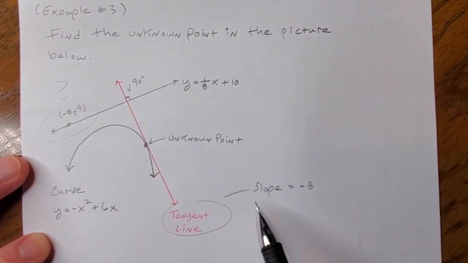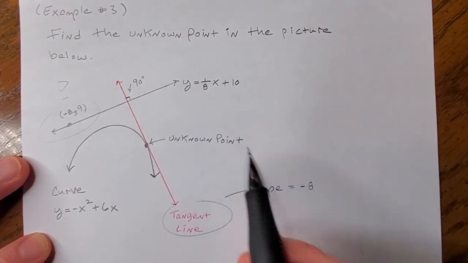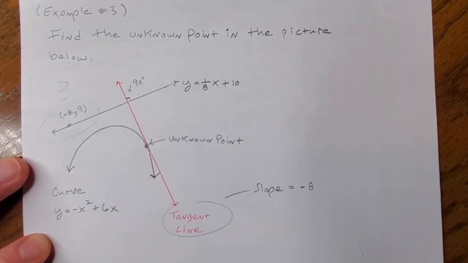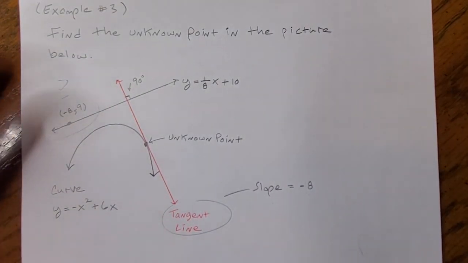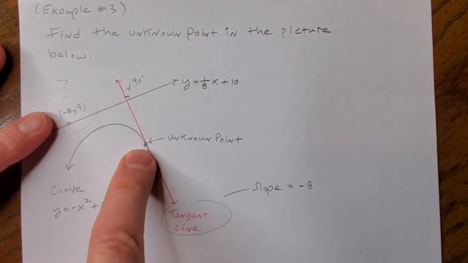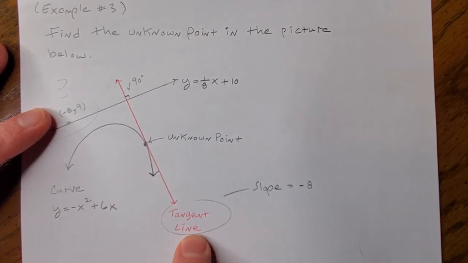The slope of this tangent line is negative and reciprocal to that. It's negative 8 as opposed to positive 1 over 8. So, slope is negative 8. Now, we'll find this unknown point. So, what was our working premise with that other problem? That you can find the slope of the tangent line by y prime. So, let's see, what's y prime?